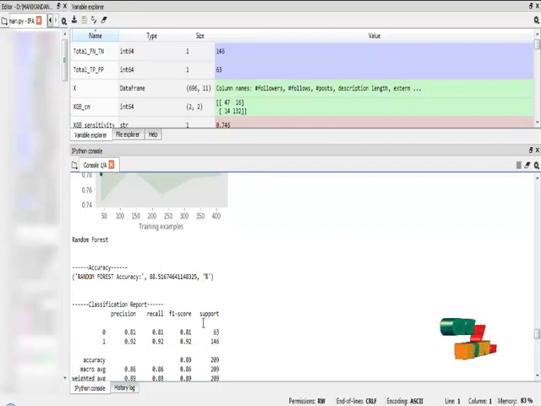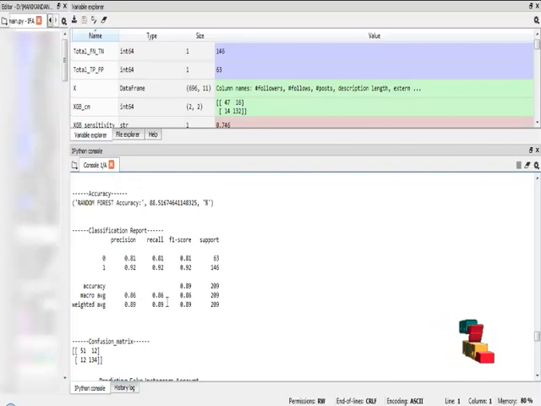And our final algorithm is the random forest algorithm. Random forest is also one type of ensemble learning algorithm. The working principle of the random forest algorithm is that it takes a large number of decisions, and it will choose the best and highest decision and provide the results based on the accuracy. It will generate a result of 88%.